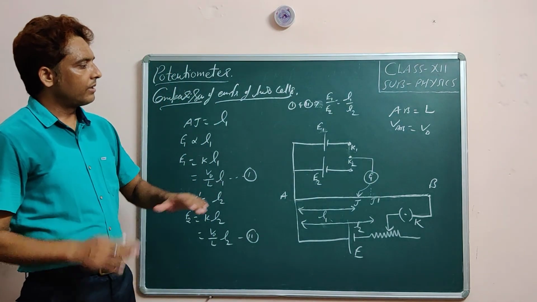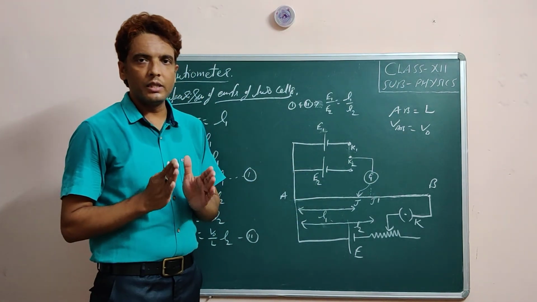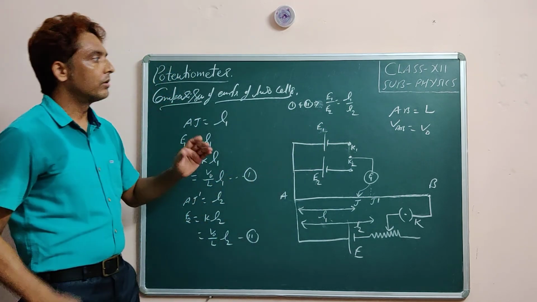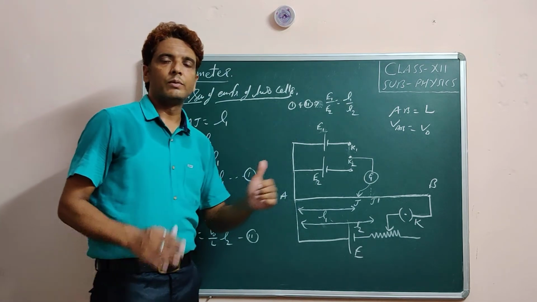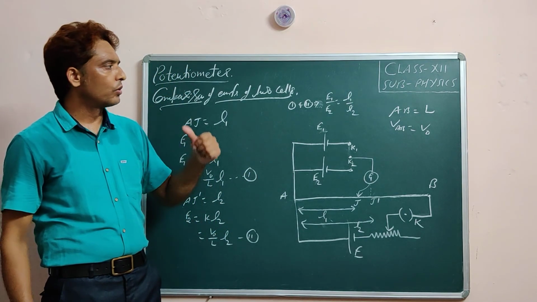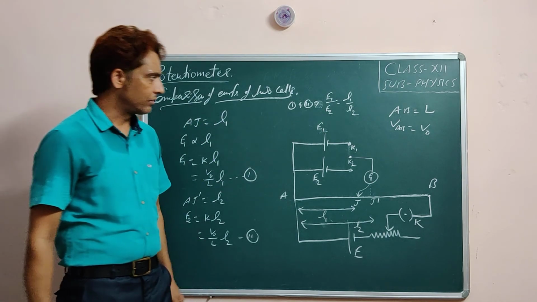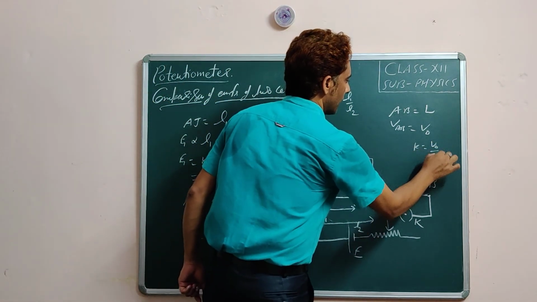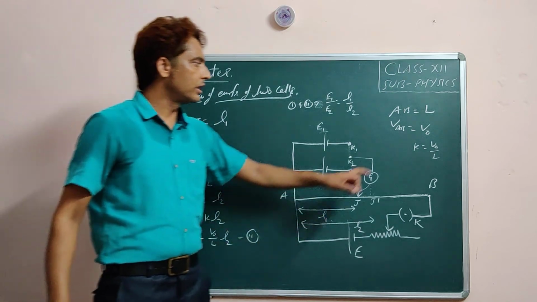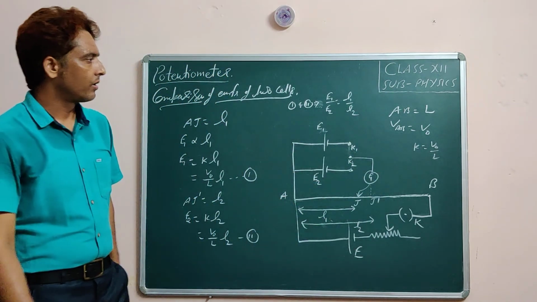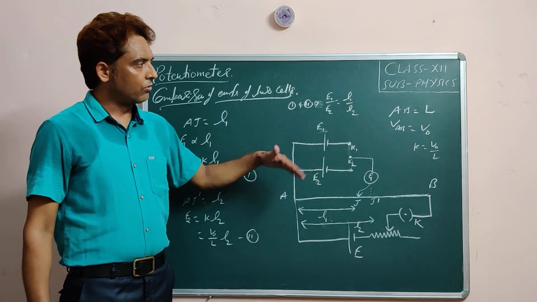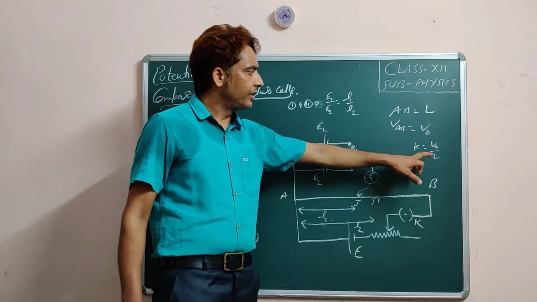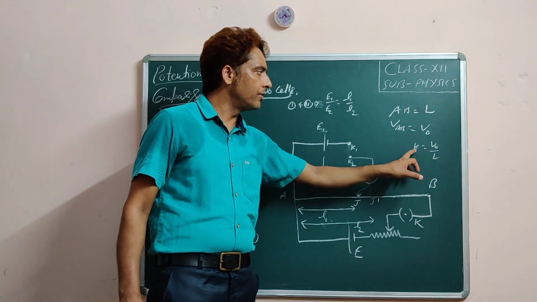Now why do we use more wires? Because the larger the length of the wire used, the more sensitive will be the potentiometer. Actually this K, its value is V naught over L. So the smaller the value of K, the more sensitive will be the potentiometer. So in order to increase the sensitivity of the potentiometer, we increase this length or decrease the value of K.